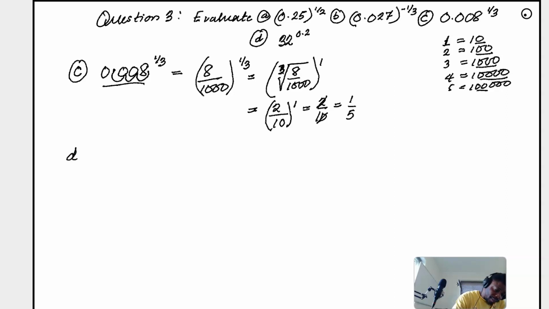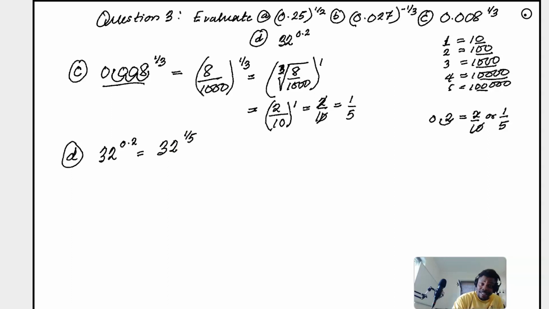Then the last question, D here, 32 to the power 0.2. Remember, 0.2 simply means I count backward 1. So that is 2 over 10. And 2 over 10 is the same thing as 1 over 5 because 2 here gives 1, 2 here gives 5. So I can still say 32 raised to 0.2 is 32 raised to 1 over 5. You can see, easy. Just always take your decimals to fractions. So here, this becomes the fifth root of 32 and 1 outside.